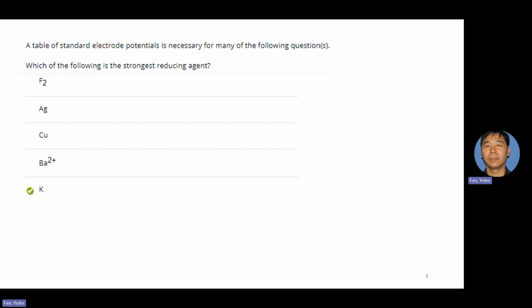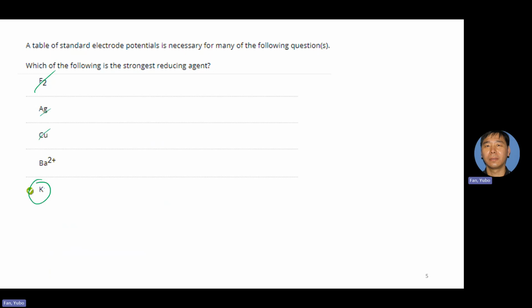Next question. A table of standard electrode potentials is necessary for many of the following questions. Like I said, you can use the table in the appendix, the standard electrode potentials table. Here it's very easy to find: potassium is the most active metal of all of them. Fluorine is one of the strongest oxidants. We can cross it out. Silver and copper can be reduced by zinc, so we can cross them out.